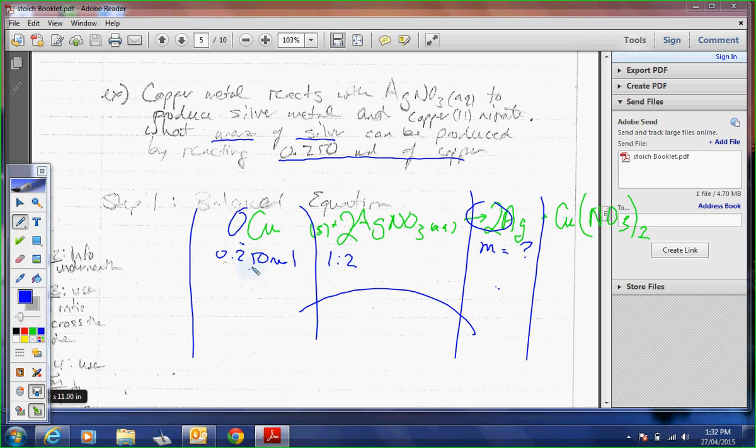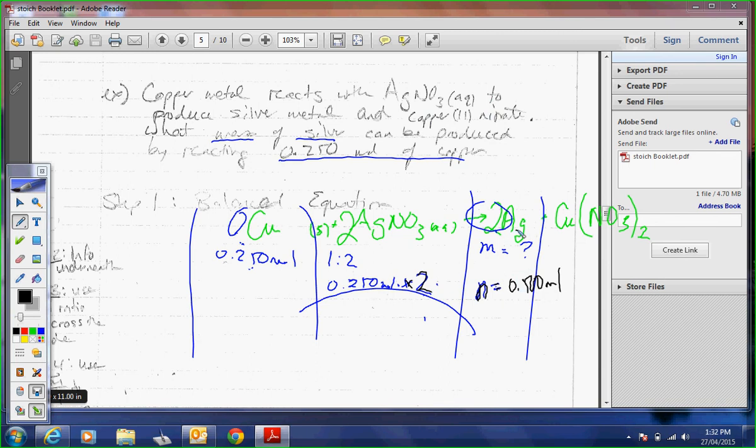So my ratio is 1 to 2. What do I need to do to this number, 0.250 moles? Multiply or divide by 2? Multiply by 2. Times where you're going, divide where you've been. Use your units: moles of copper divided by copper, so silver must be on the top. All right, so times it by 2. And how many moles of Ag do I end up getting then? So by doing this, I end up with 0.500 moles of silver.